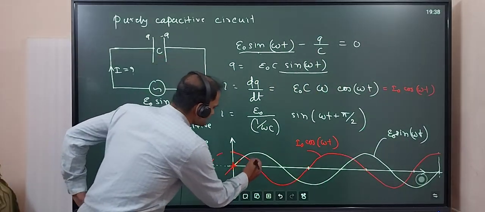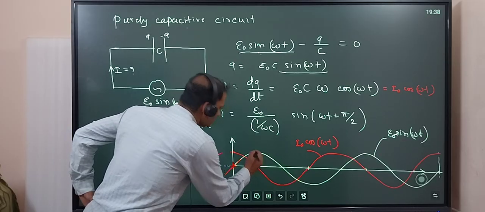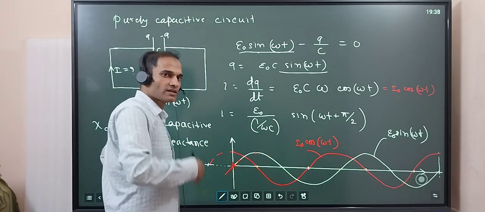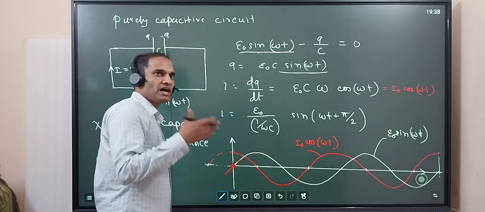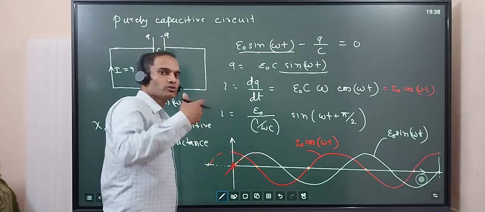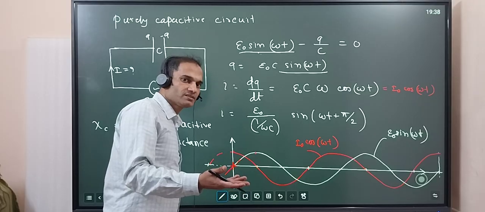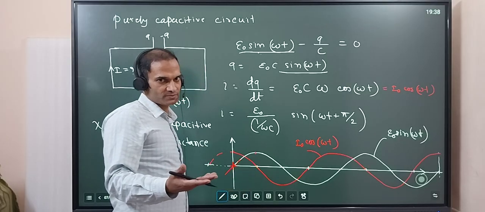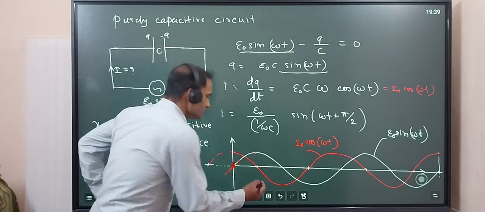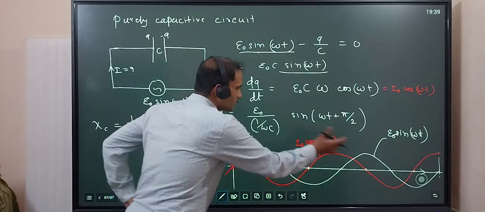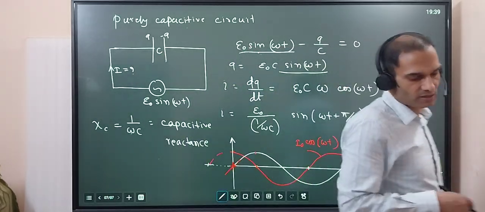And here you can see that EMF is highest, so the charge across the capacitor is also highest, but the charge is not changing, it is not charging or discharging, so current is zero. This way you can explain everything.